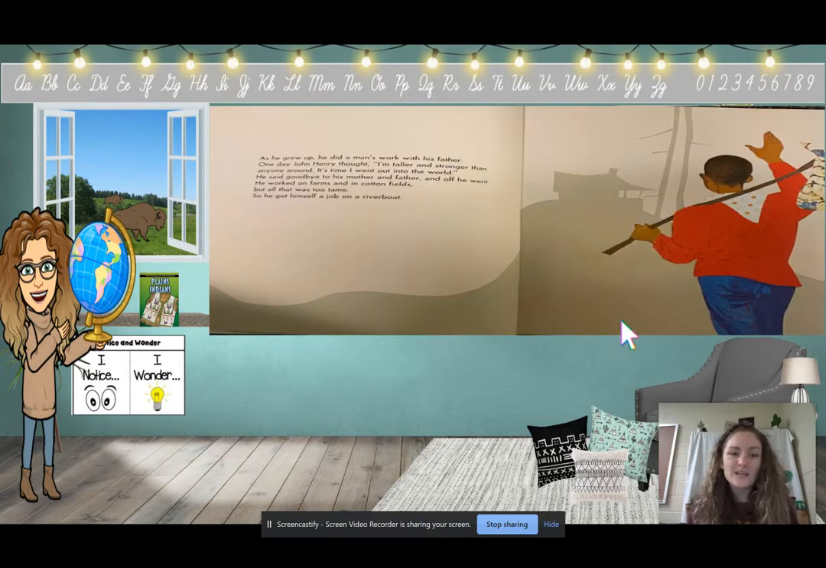As he grew up, he did a man's work with his father. One day, John Henry thought, I'm taller and stronger than anyone around. It's time I went out into the world. He said goodbye to his mother and father, and off he went. He worked on farms and in cotton fields, but all that was too tame. So he got himself a job on a riverboat.